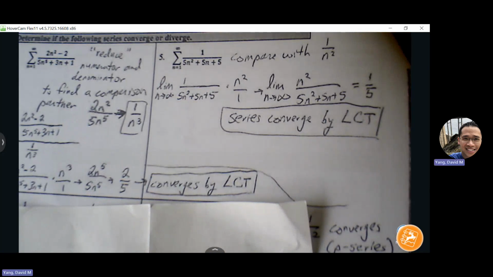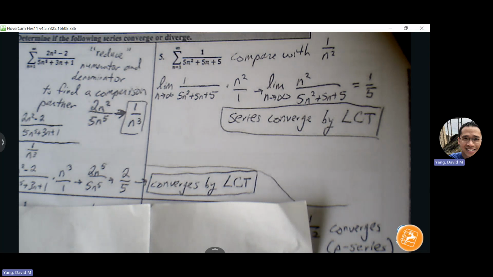Right, the limit equals 1/5 if you do the complex one divided by the simpler one. If you divide it the other way, you'll get 5 over 1. That still works, right? That's still a real number. So it doesn't matter which one you divide. As long as you divide one by the other, we'll get the same result. You get your comparison partner of 1 over n squared.